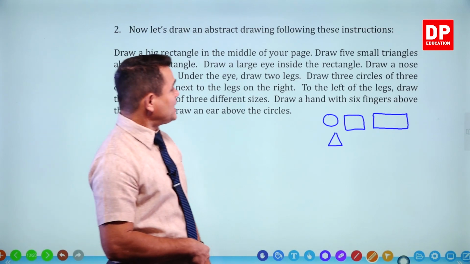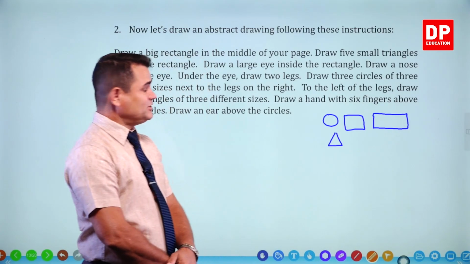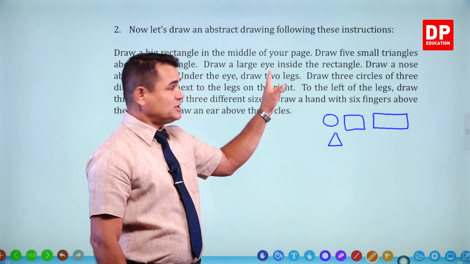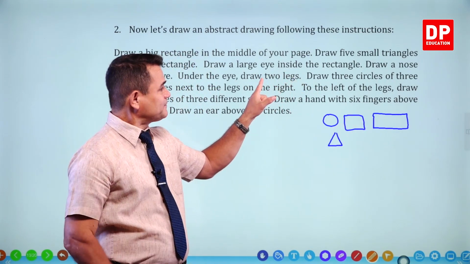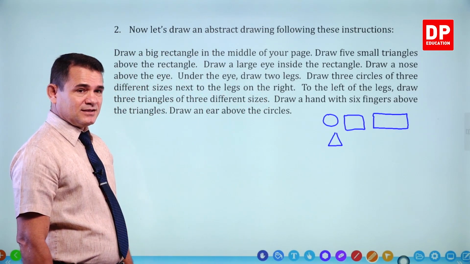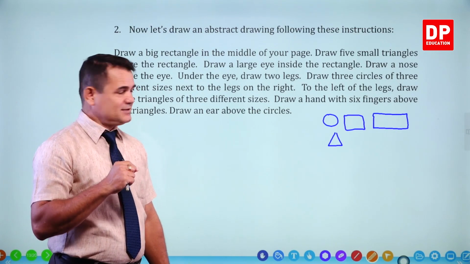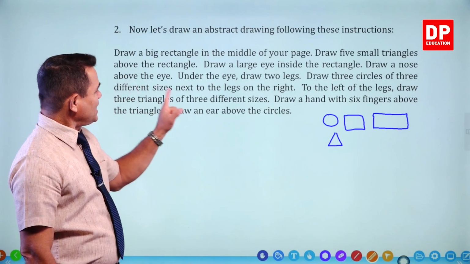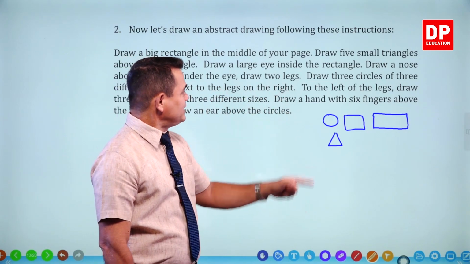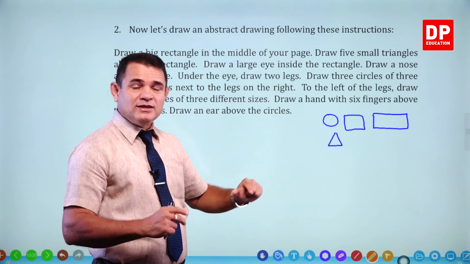Draw a large eye inside the rectangle. Large eyes inside the rectangle. Rectangle එක මැද large eye. ලොකු ඇහැක් අඳින්න. Draw a nose above the eye. ඇහැට උඩින් nose එකක්. නහයක් අඳින්න. Under the eye, ඇහැට යටින් draw 2 legs. Draw 2 legs. කකුල් දෙකක් අඳින්න.